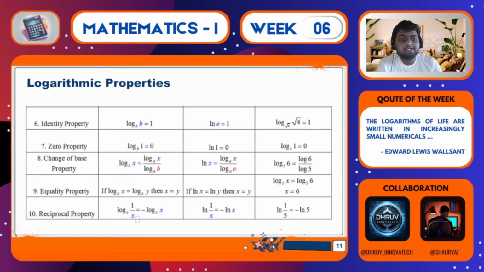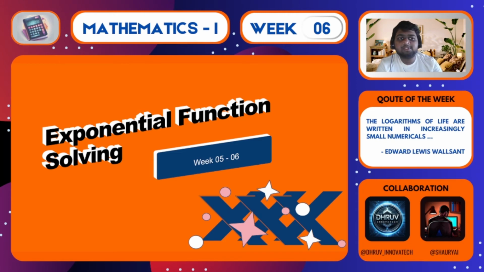In that same way, here 1 upon x will become x raised to minus 1, then minus 1 will come forward and your log will turn negative and it will give you a reciprocal of your value. Therefore minus log x to the base b is how the reciprocal property is defined. So that's all the theory part. Now we will move towards the solving part.